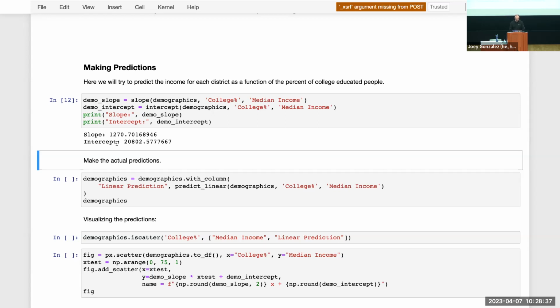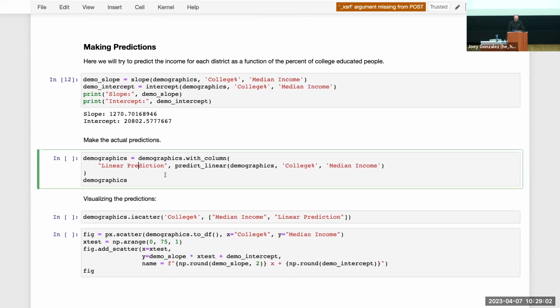So every percent increase for your district gives you a $1,000-ish increase in median income. It's pretty good. The intercept is saying what? No education equals 20,000 median income. I guess $20,802. Okay, that makes sense.